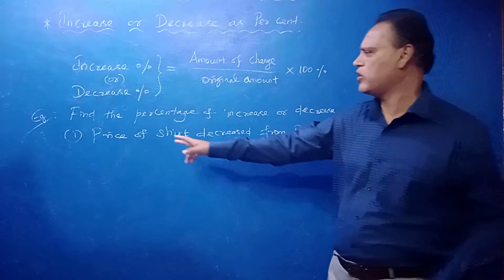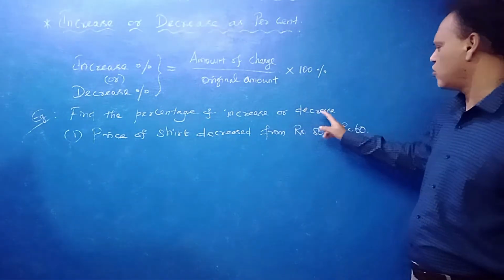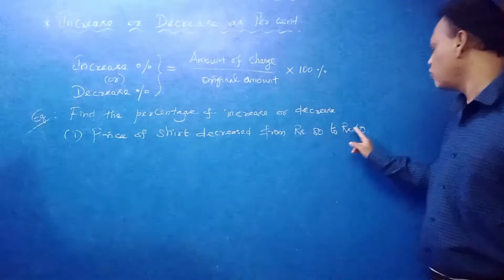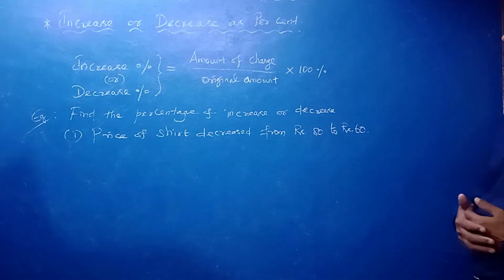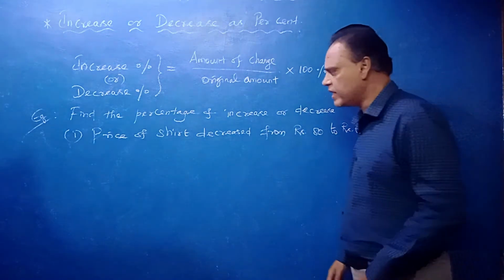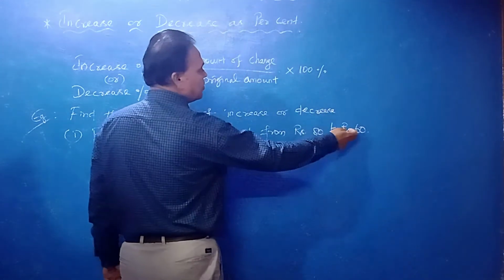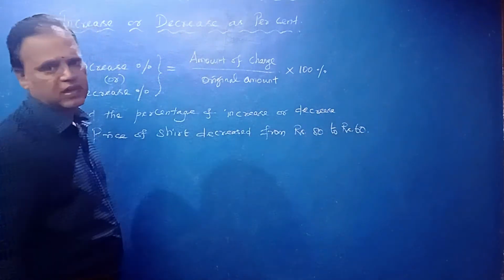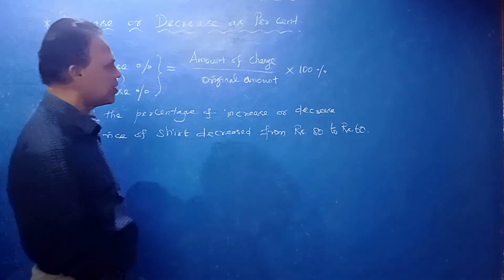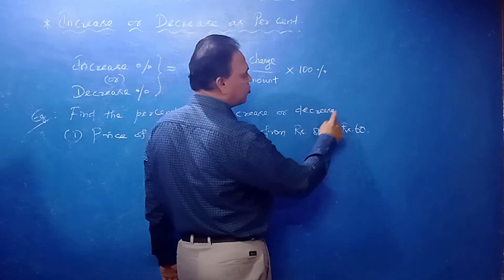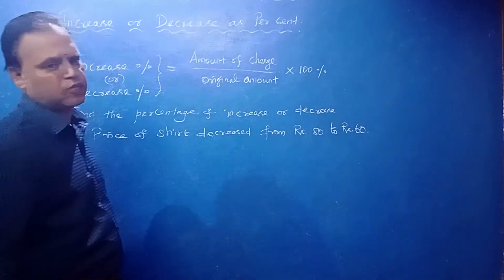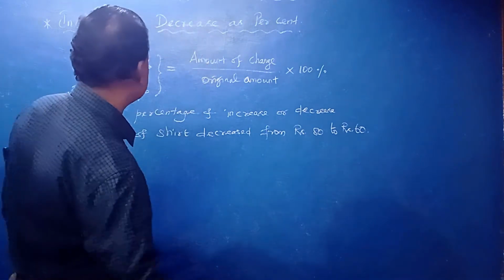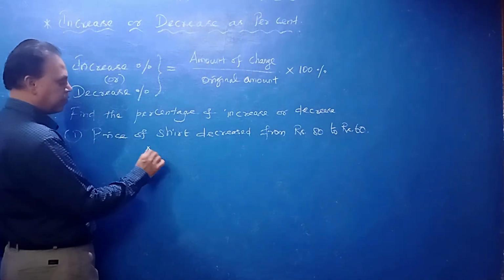For example, find the percentage of increase or decrease. The price of a shirt decreased from rupees 80 to rupees 60. So here we have to find the decrease percent. Therefore, decrease percent equals amount of change. How much amount changed? 20 rupees is the amount of change. Then original amount. This is the original amount, and from this original amount, how much it has changed, that is original amount into 100%. So easily you can calculate. You first have to find the amount of change.